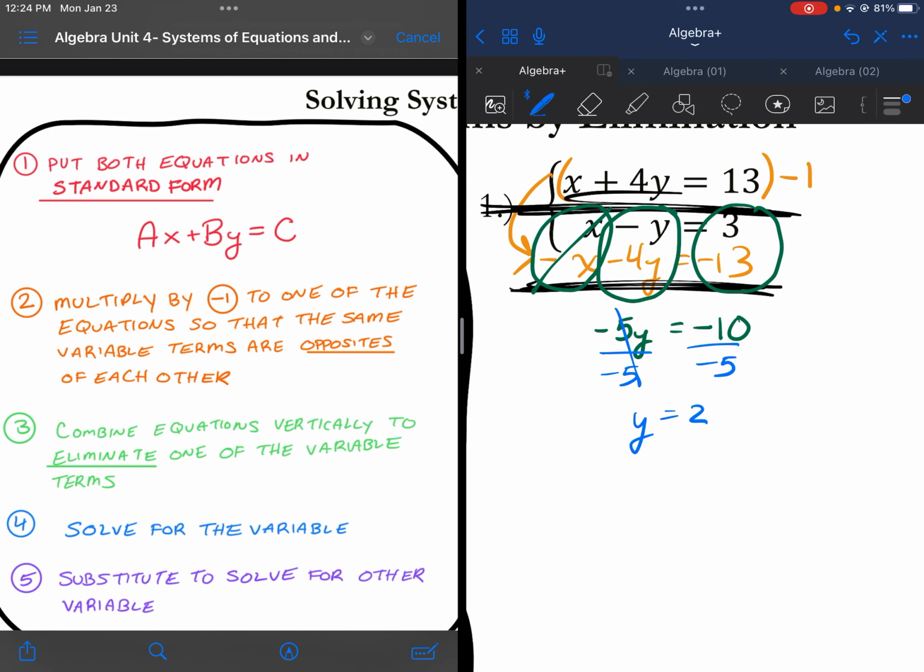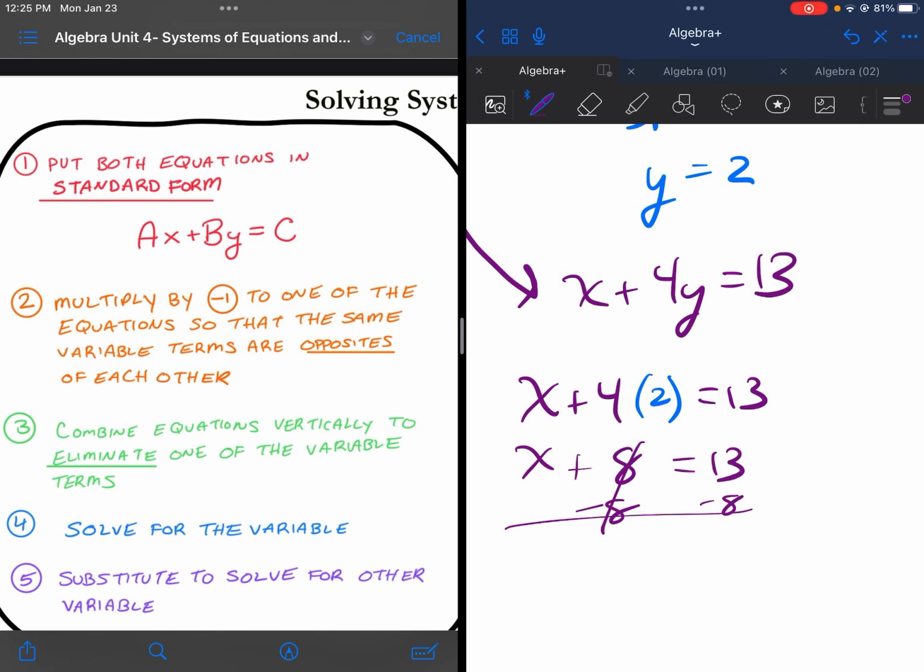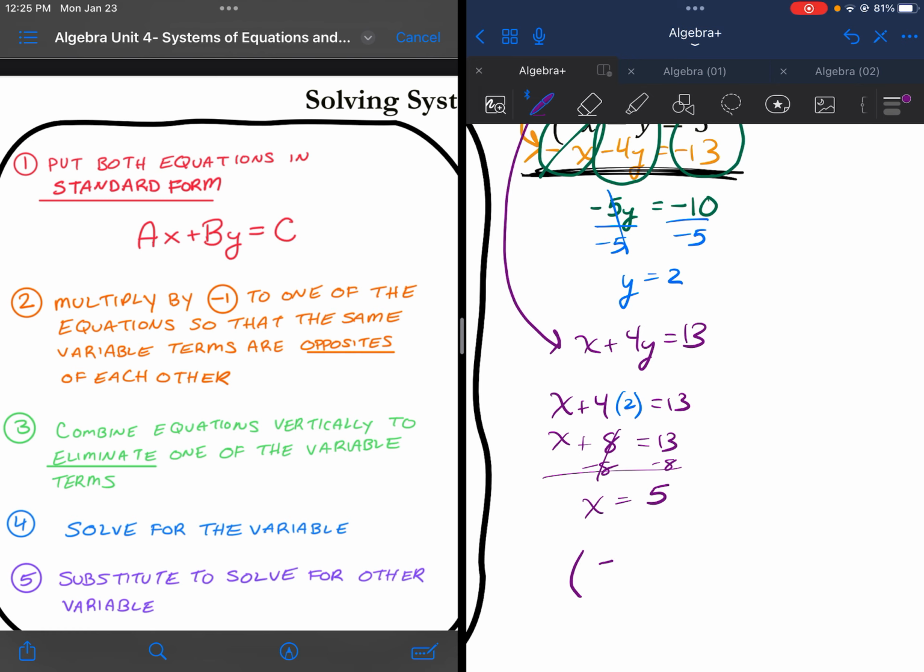Now, step 5 says to substitute, right? Which we're going to. We're going to take one of the equations. We're just going to take the top one again. I'm going to rewrite it: x plus 4y equals 13, so I know exactly what I'm substituting it into. Now that I have y, I can go ahead and substitute 2 in for that y, and I can go ahead and solve. So I get x plus 8 equals 13. Subtract 8, and so I get x equals 5. Meaning my coordinate point is now (5, 2), because I said y was 2, 5 was x. So this is my final answer.